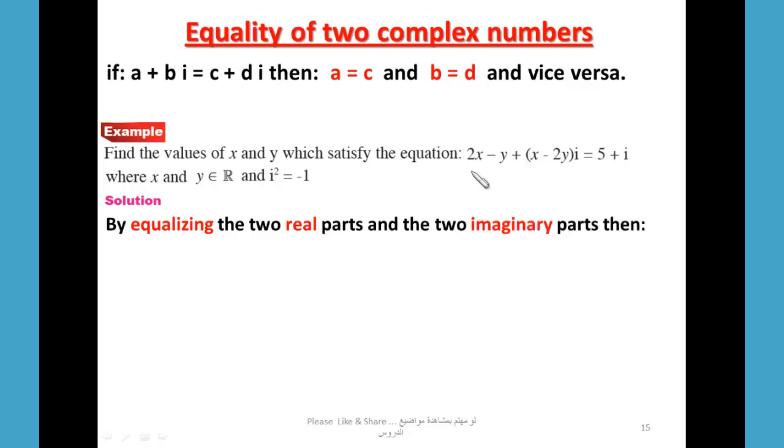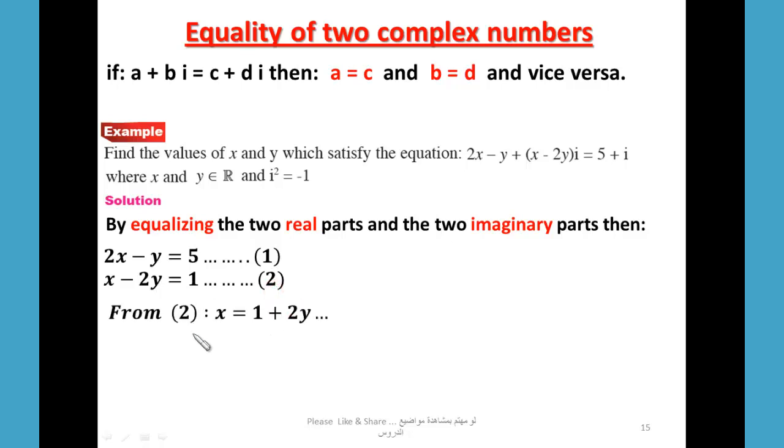So we can say that 2x minus y equals 5, and x minus 2y equals 1. The coefficient of i here is 1. The imaginary part equals 1. And we write it: 2x minus y equals 5 is equation 1, and x minus 2y equals 1 is equation 2. And from 2 we can find that x equals 1 plus 2y. X equals 1 plus 2y, and we have a new equation, 3.